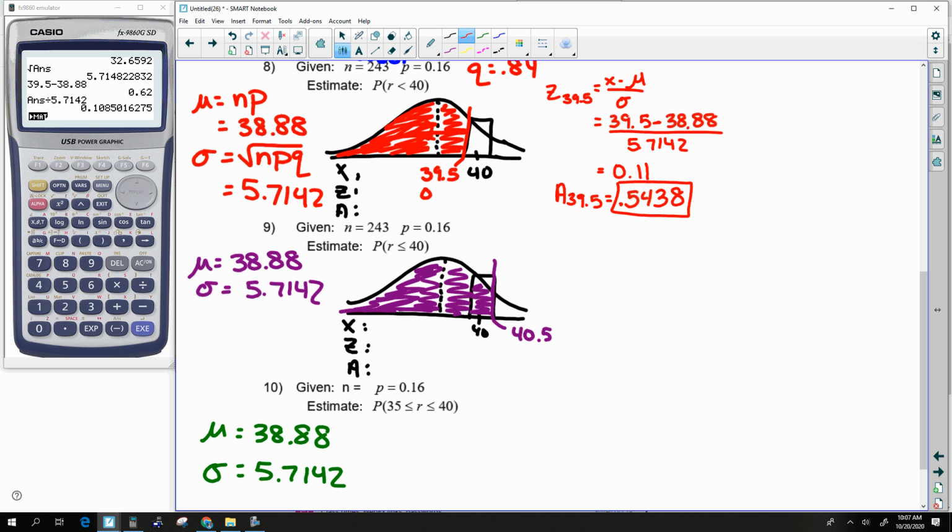Got to fill in my technicalities. Notice how when I get this area, it'll be the area to the left, which is the area that I want, so I don't have to do the minus 1 thing.